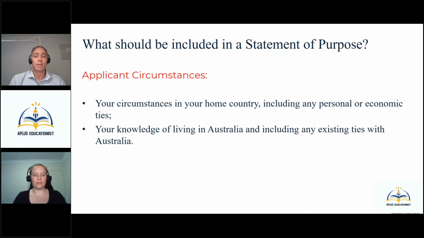So the second point about what should be included in a statement of purpose is applicant circumstances. This includes your circumstances in your home country, including any personal economic ties and your knowledge of living in Australia, and including any existing ties with Australia. So again, independent research is critical here.